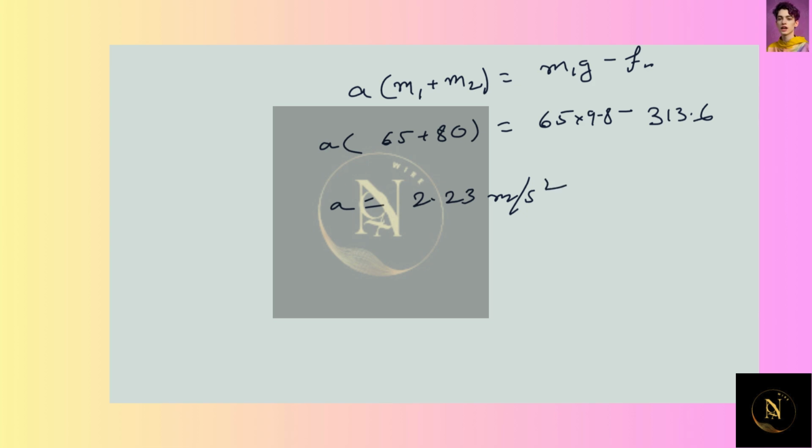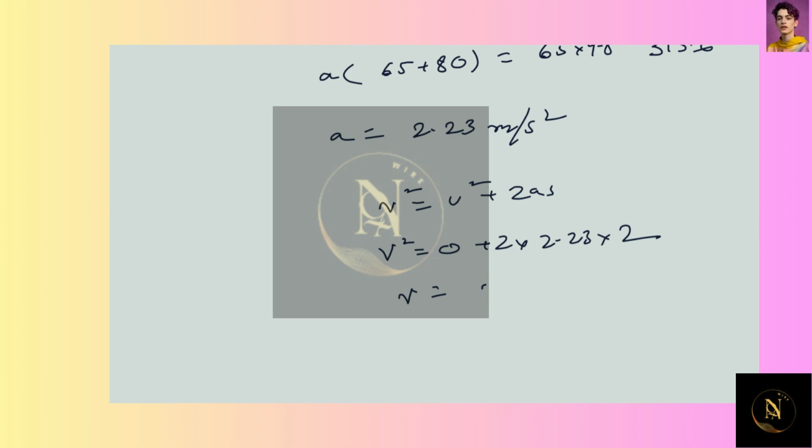Now you have to calculate the velocity after it has descended 2 meters from rest. You can apply v square equal to u square plus 2as. So v square equals 0 plus 2 times 2.23 times the distance, 2 meters. So the final velocity v will be equal to 2.9, or you can approximate to 3 meters per second, is the final speed.